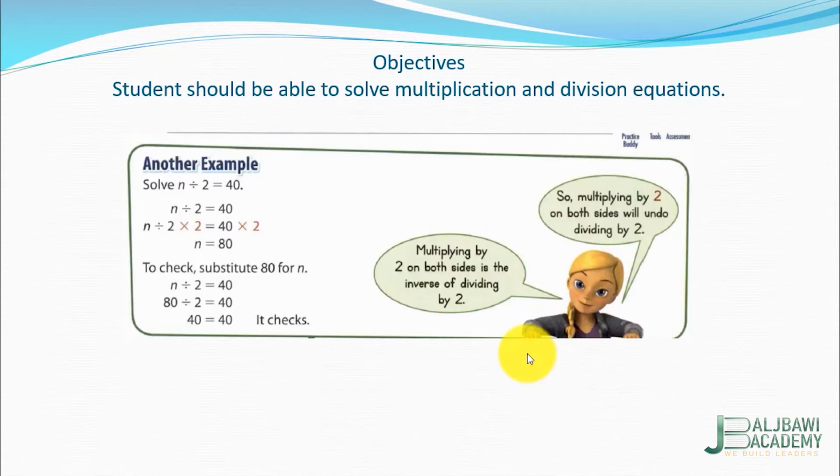Another example, but here we will use a division equation, and the inverse operation is multiplication. So the original equation is n divided by 2 equals 40. We need to multiply both sides by 2 to leave the variable n alone, because multiplication will undo the division. So n will stay alone, and on the other side, 40 multiplied by 2 equals 80.